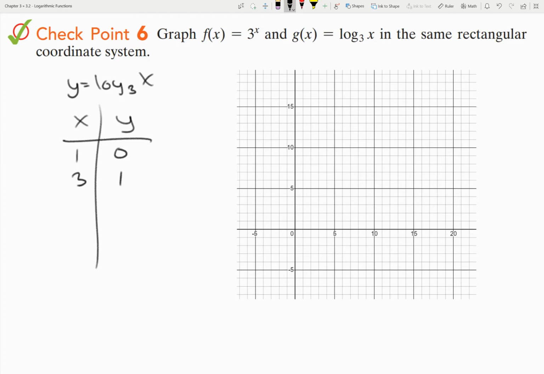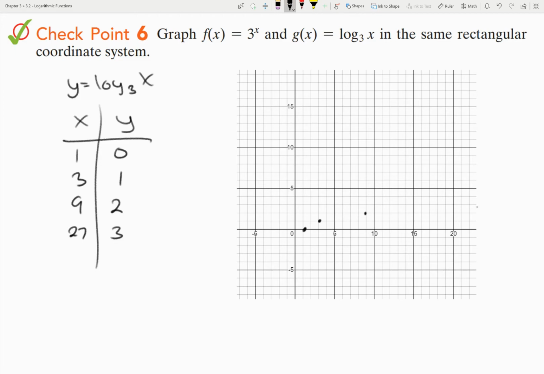Again, why plug in 4, 5, 6? You need a calculator for that. How about 9, which is 2, 27, which is 3. And now by graphing those, 3, 1, 9, 2, and almost to 3 back over here.